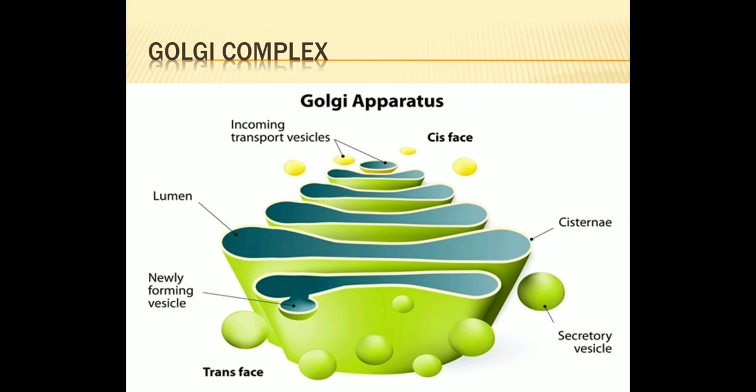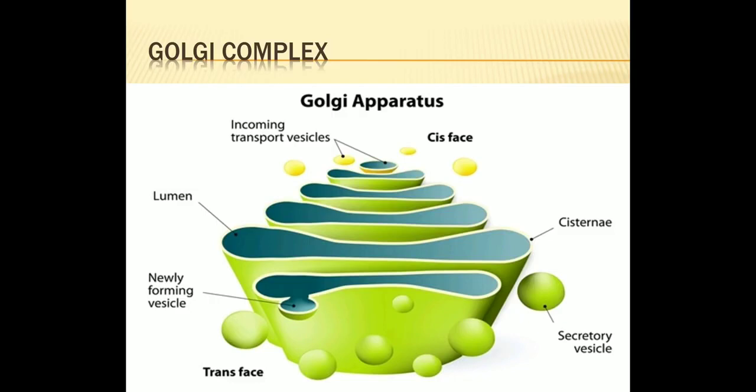Now whatever matured or modified products are there, all products of the Golgi complex, they leave cisternae from the trans phase as transport vesicles. While they are leaving the Golgi, certain markers may get impregnated on their membrane so that they can identify their specific target cell or cell organelle.